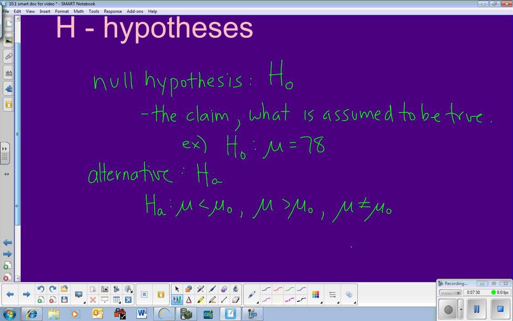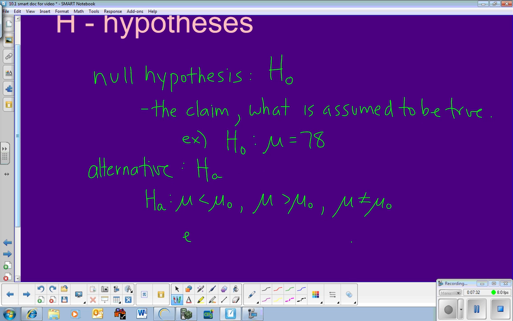For our example, I am claiming, because we golfers are such big shots, that the average is actually greater than 78. Okay, so these are our hypotheses. Every single time you do a test, WHAPS, the H is you're going to list the two hypotheses. The null hypothesis, the claim, the alternative, what we suspect might be true. Okay, moving on.